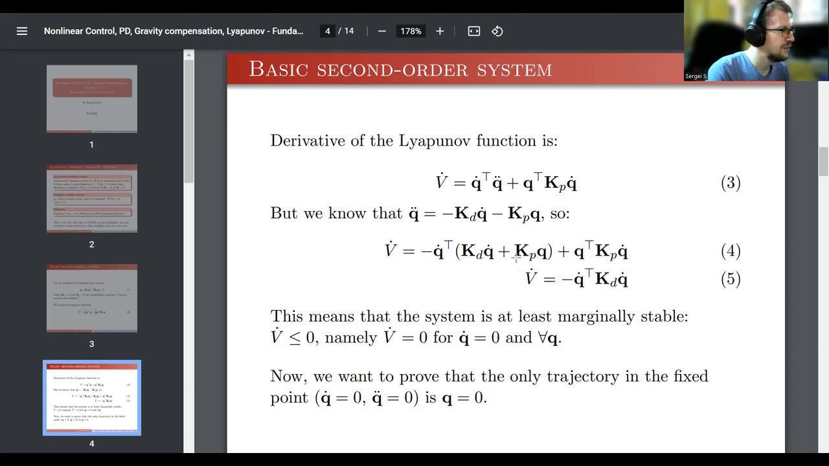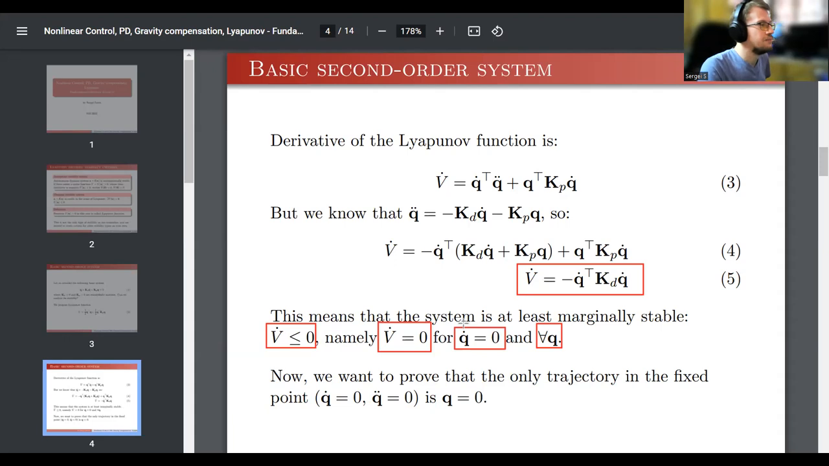Now, what we got, unfortunately, is not a proof of asymptotic stability. Why? Well, this function is very interesting. It is only negative semi-definite, so non-positive, because V dot will be equal to zero for any Q dot equal to zero, as long as Q dot is equal to zero and Q is anything. So basically, we don't only have V dot equal to zero at the origin. It is also equal to zero at any zero velocities. As long as velocity is zero, V dot is zero. So this doesn't prove asymptotic stability.